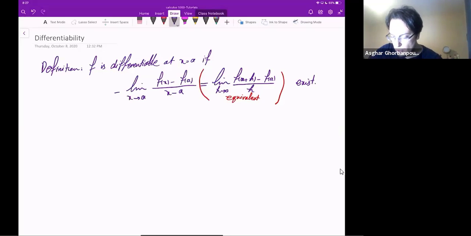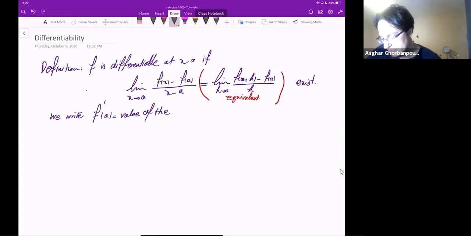And then we go ahead and we write the value of the function, and we write the value of that limit. We write it as f prime at a. So, the value of the limit.